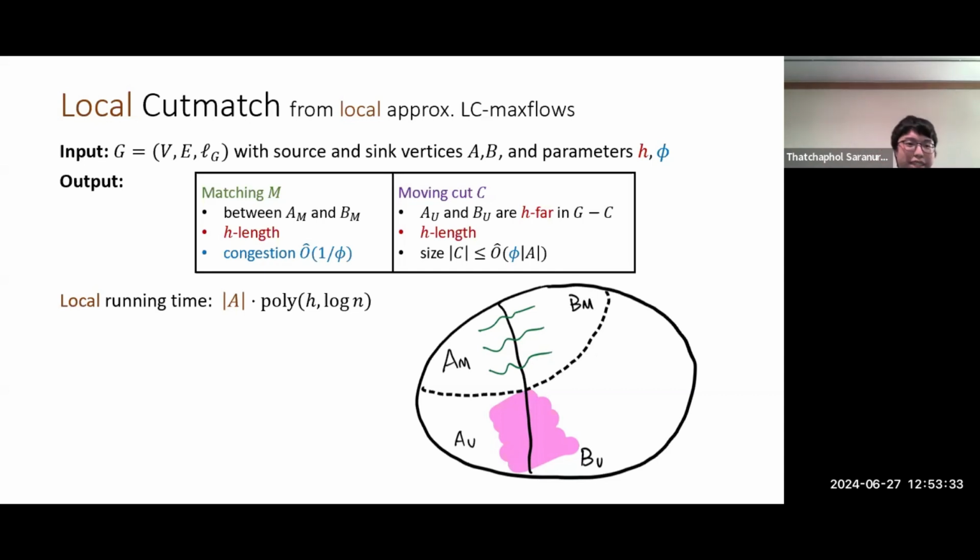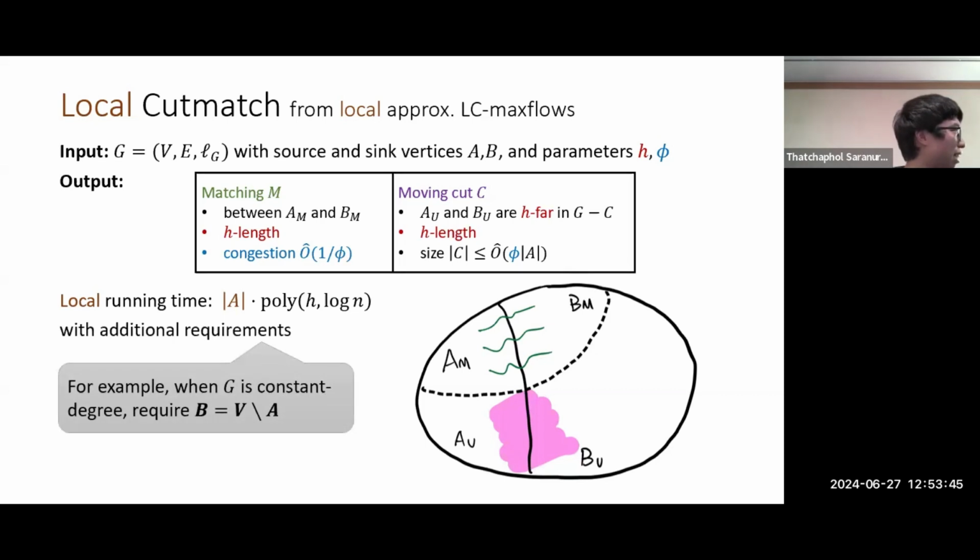And I'm not going to explain how to do this. We basically localize the approximate length constraint max flow algorithm. But I want to emphasize that to obtain this localized version of cut match, we need some additional requirements. For example, in this talk, we assume that the graph is constant degree. Then this subroutine requires that the sink vertices are the complement of the source vertices, so that now in the figure, each vertex is either a source or a sink.